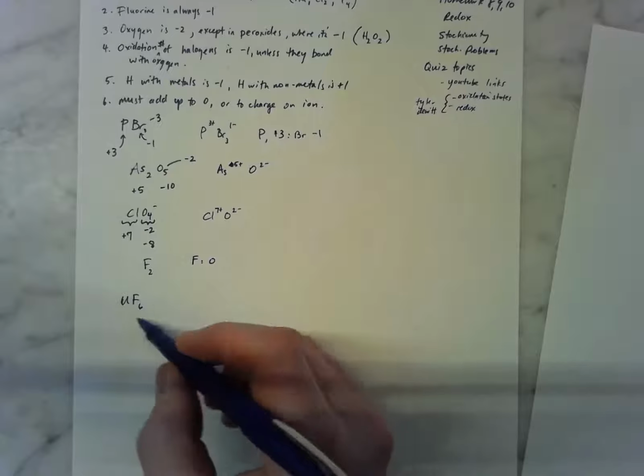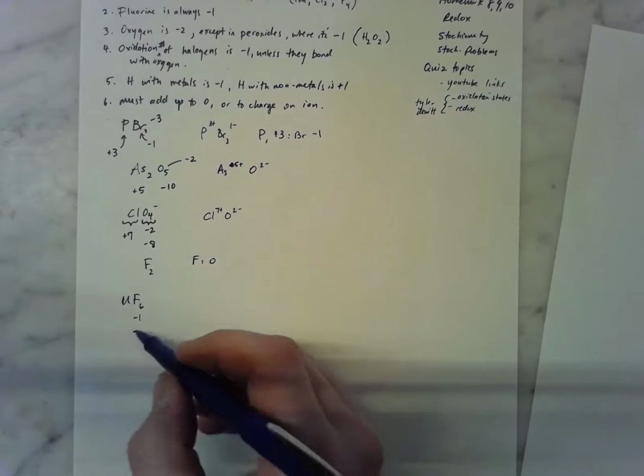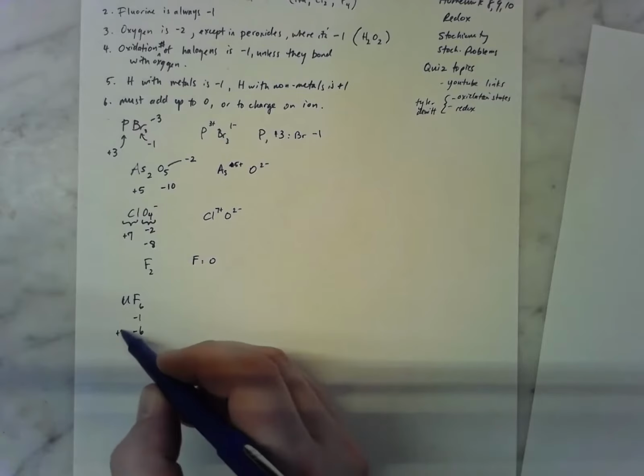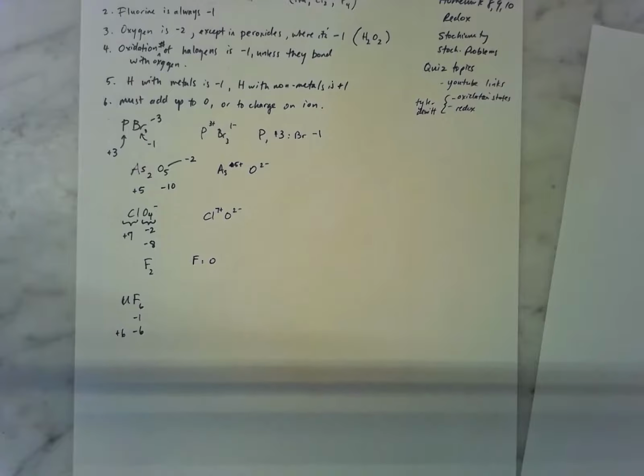Fluorine, always -1. All right, so what's that give us? -6. So U's got to be +6. Okay.